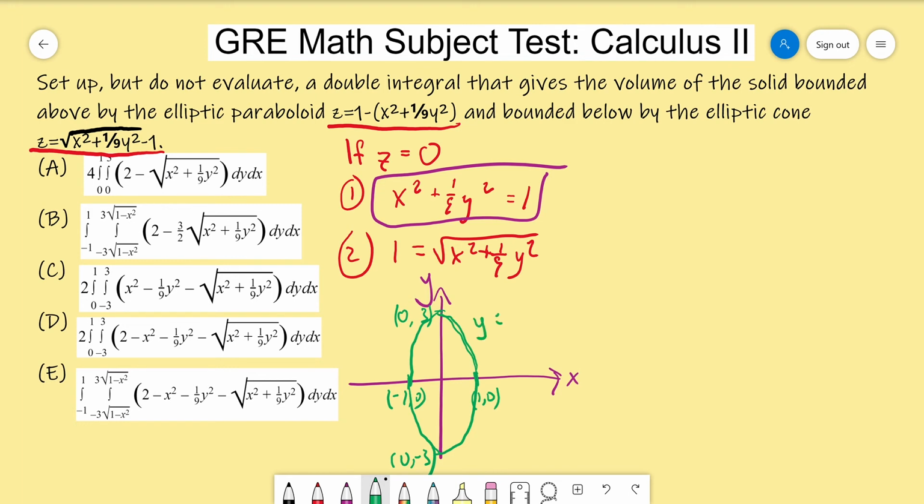And we can write it as y equals 9 times 1 minus x squared, and then square root. So the 3 comes out. So you have plus or minus 3 square root of 1 minus x squared.